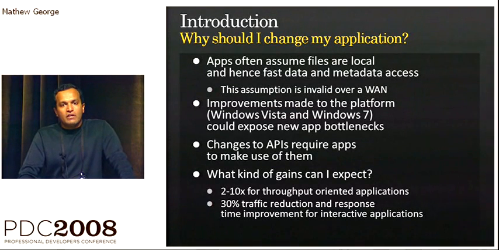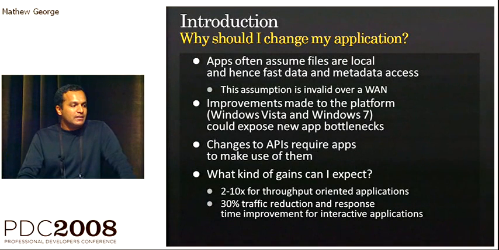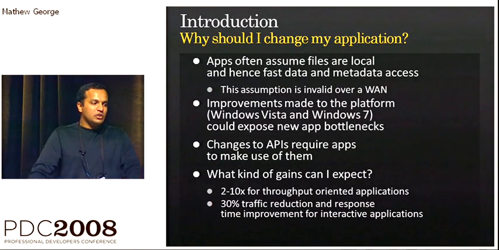And then we have made a lot of improvements to the platform, starting with Windows Vista and then going forward to Windows 7. And once the platform is improved, a lot of the bottlenecks in the application become quite apparent. So it's important. And we have made changes to the behavior of APIs. So if your app is using them incorrectly, you would need to change apps.